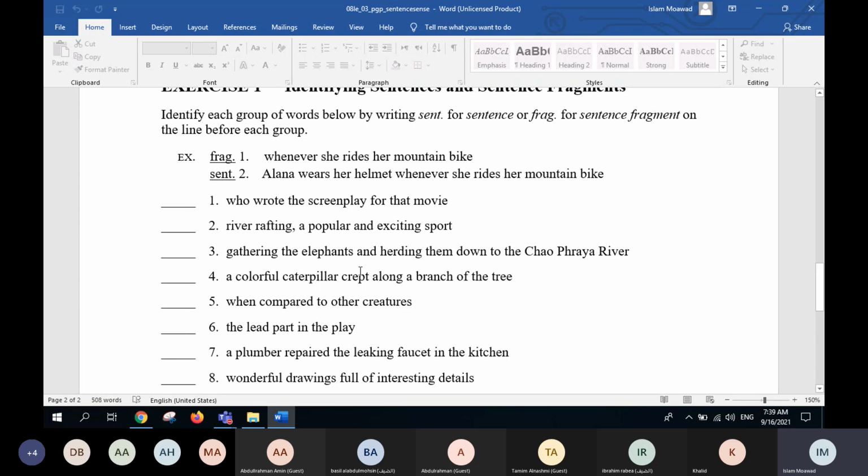Ali. Number five, Ali. So it's a fragment. That's right, because the meaning is not complete. So number five is a fragment.